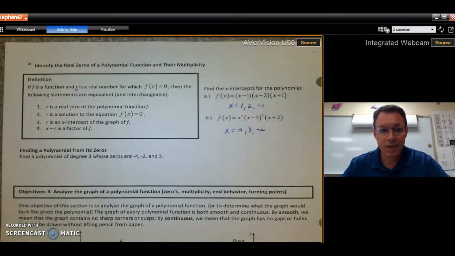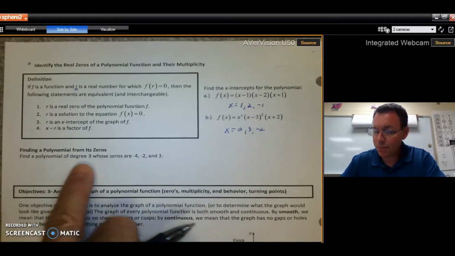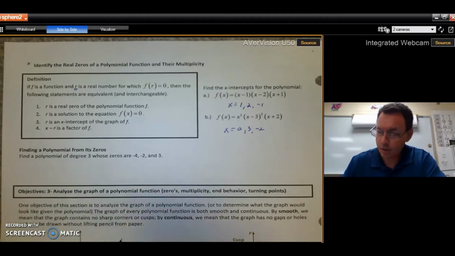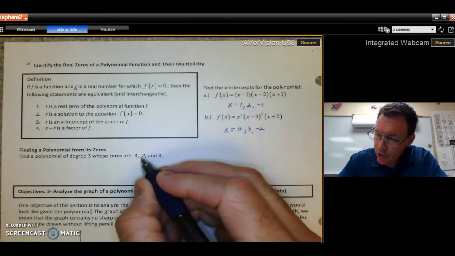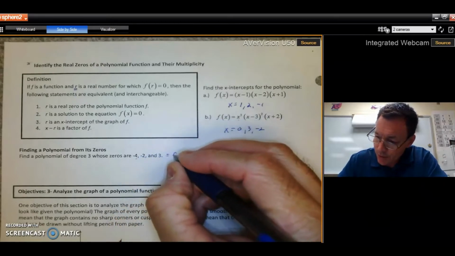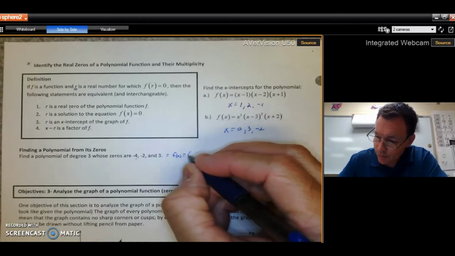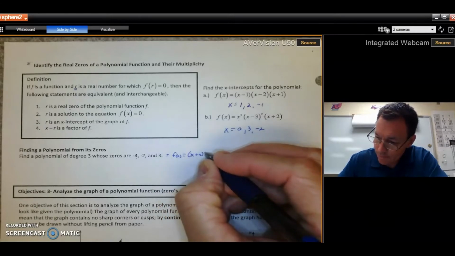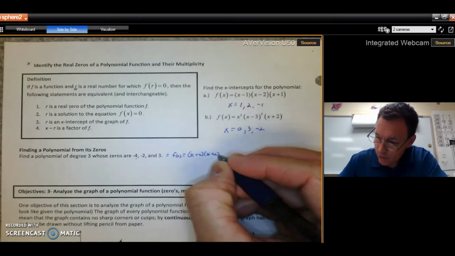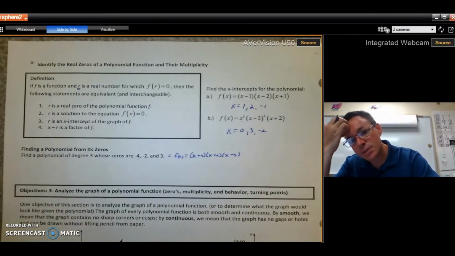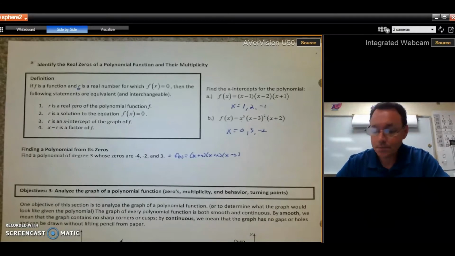The next one goes backwards. It says, okay, given a polynomial with these zeros, what does the polynomial look like? Well, if I know these are my zeros, then I know this function has the factors x plus 4, x plus 2, and x minus 3. Those are the factors of that polynomial.